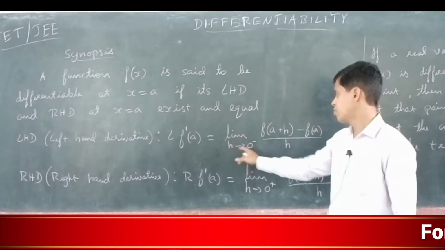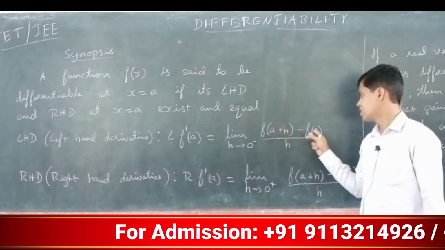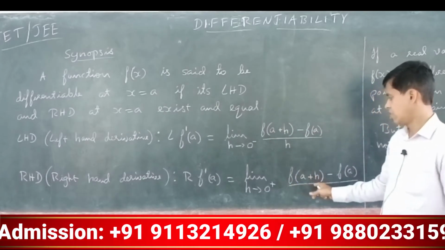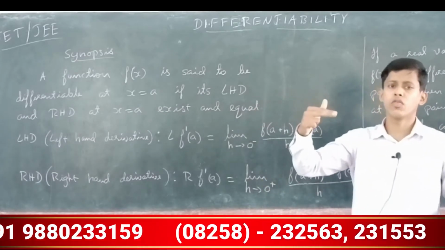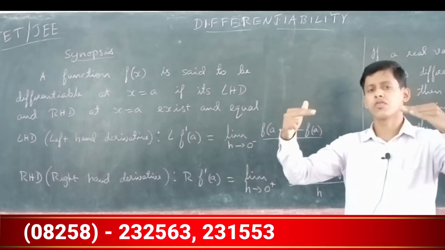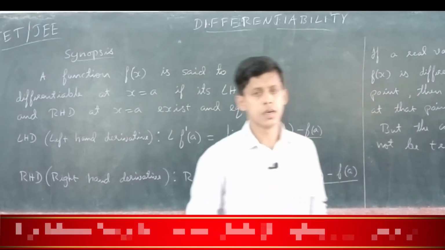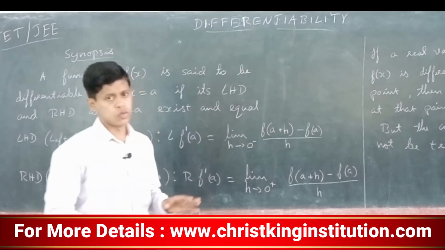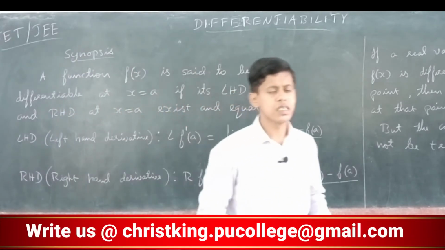Now, what is the left hand derivative? Limit h tends to 0 minus of f of a plus h minus f of a divided by h. The same formula holds for the right hand derivative, but with 0 plus. So, when you move towards 0 from the right hand side and towards 0 from the left hand side, both should meet at the same point. You must have the limits equal, then only the derivative exists. Now, let us say the derivative exists.